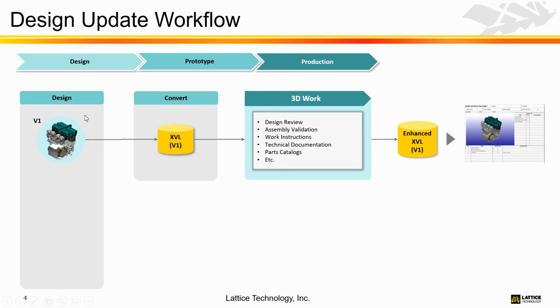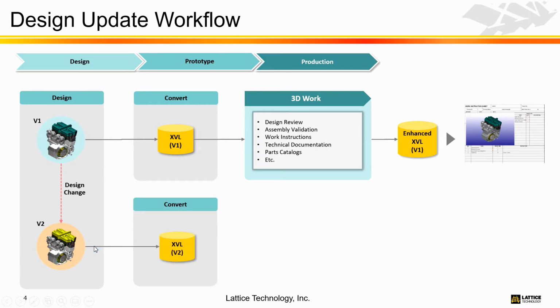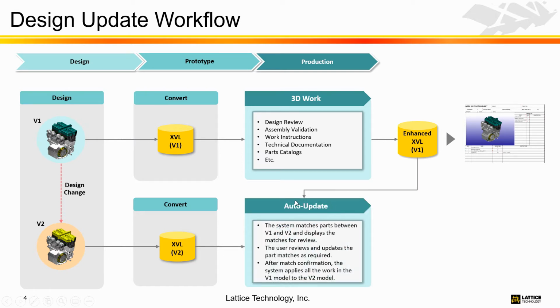Once you have this file, you can use it to publish documentation and even feed information back to the design team. When there's a design change, the first step is to convert the new version of the model to XVL. But here's the good news. You don't have to redo all of the work you did previously on the new version. You can use Lattice's auto update feature to automatically carry the work forward from version 1 to version 2 of the model. Here's how it works.